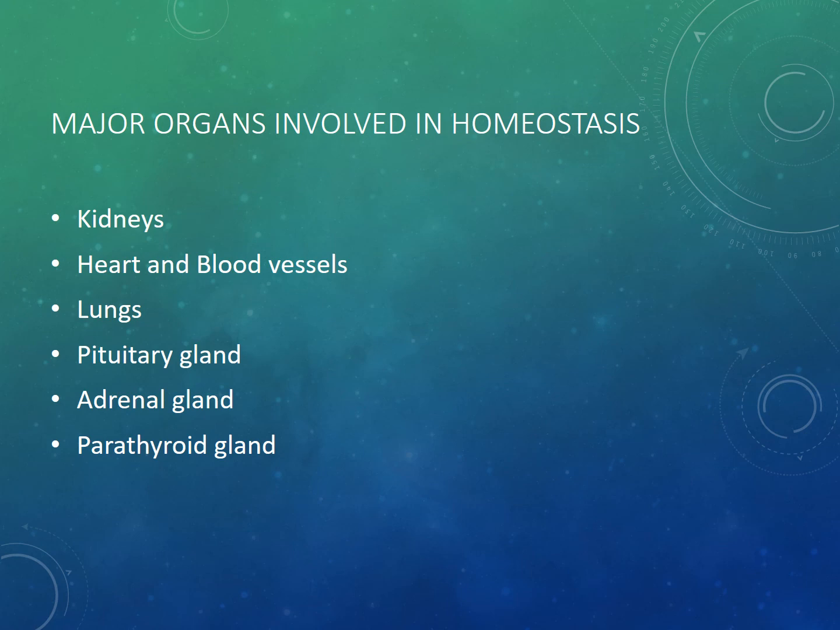And then the 2 that we talked about earlier in the lecture, the posterior pituitary, because it produces ADH, and the adrenal gland, because it produces aldosterone, are certainly also involved, especially in fluid and electrolyte homeostasis.